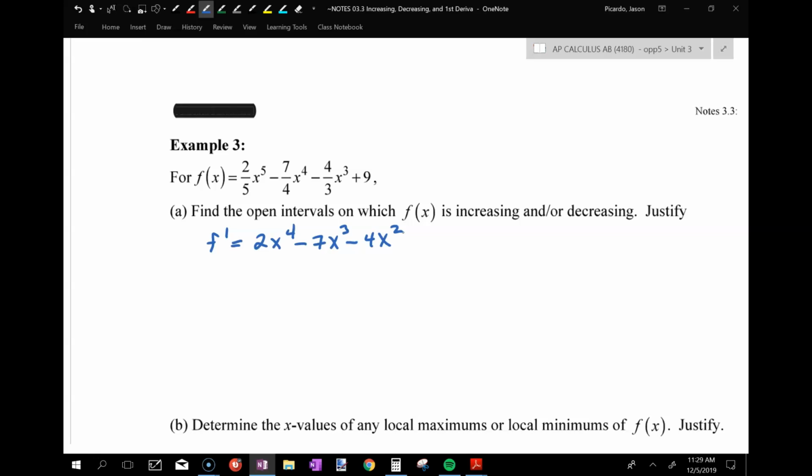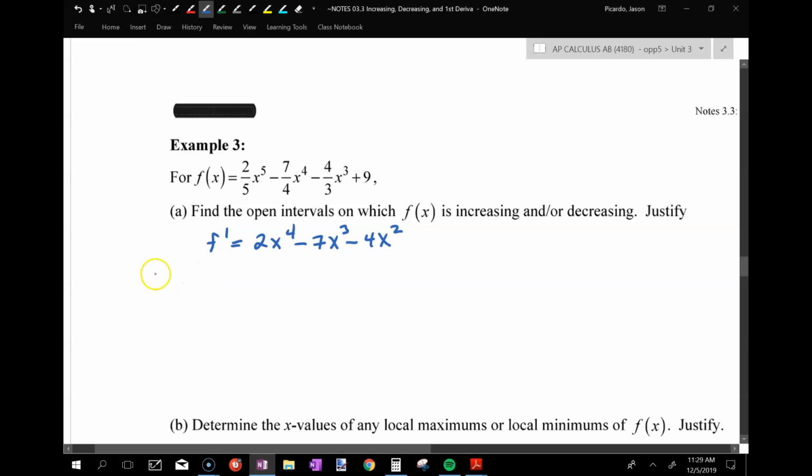But now we go to algebra class. Because what do I want to know about that function? I want to know where it's greater than 0 and less than 0, and I can't really figure that out unless I know where it's equal to 0. So let's figure out what our critical values are.